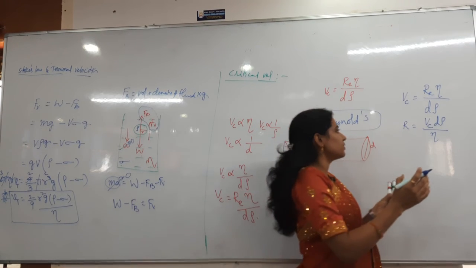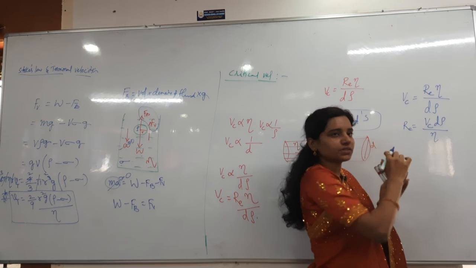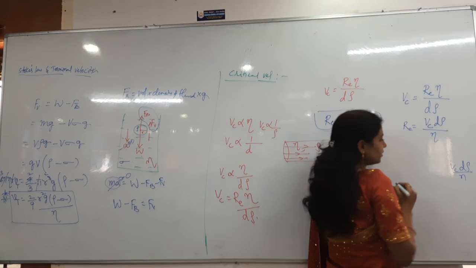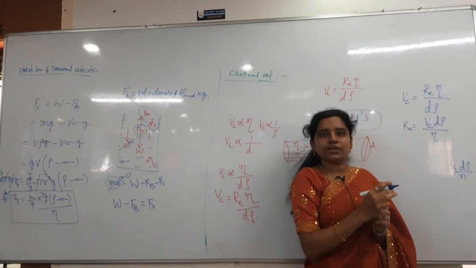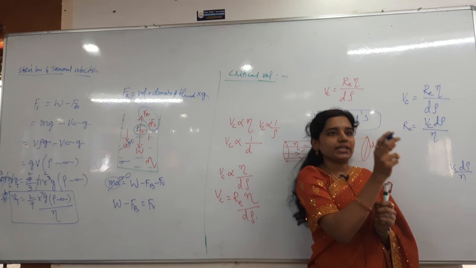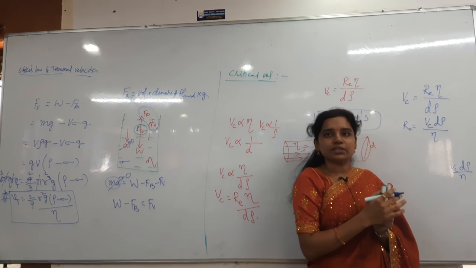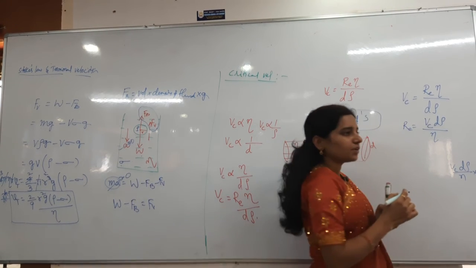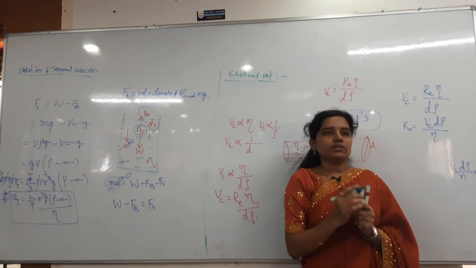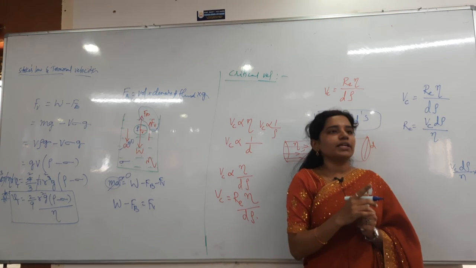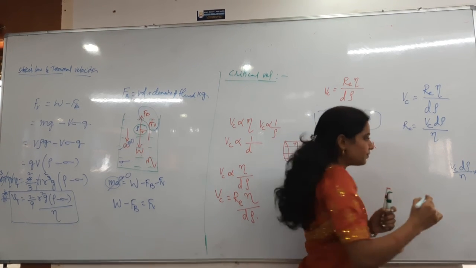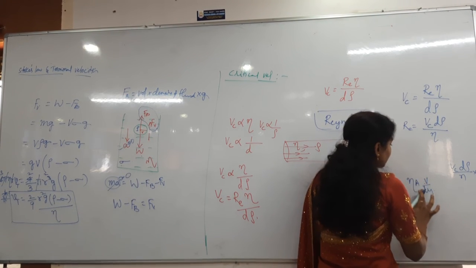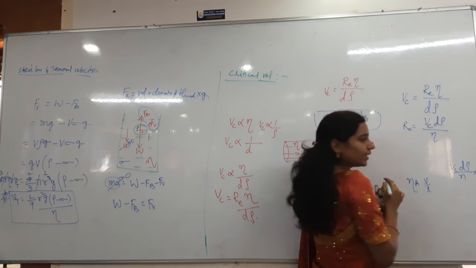I will tell you something for remembering this definition of the Reynolds number. Here we have Vc d rho by neta. The Reynolds number formula is the inertial forces divided by the viscous force. You know the viscous force formula: neta into A into dV by dy. I can take this as V by length only.